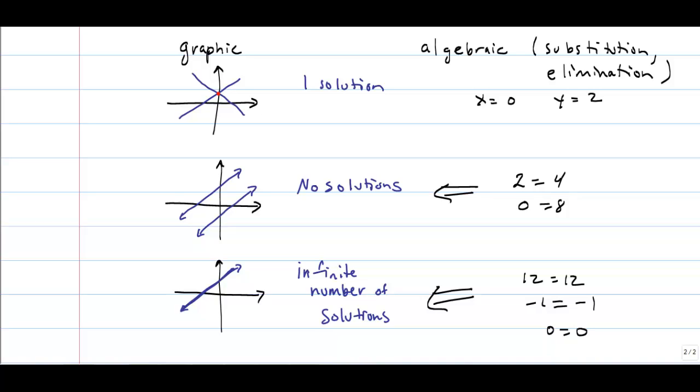Again, you can graph, use substitution or elimination. No matter what method you use, you should get exactly the same answer. So if you came up with an algebraic solution that 2 equaled 4, if you graph those two lines, what they would look like are two parallel lines.